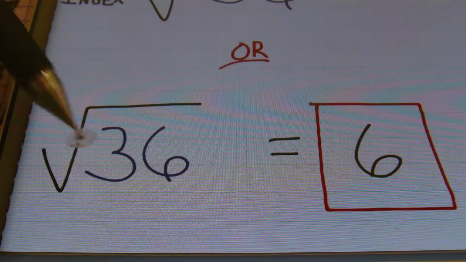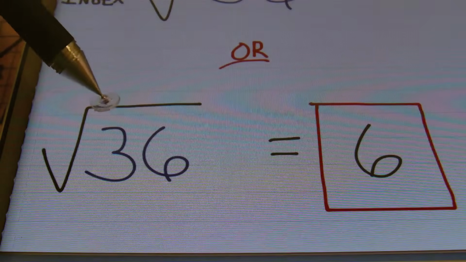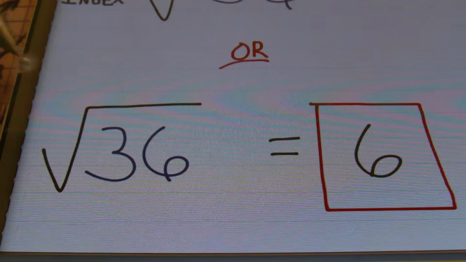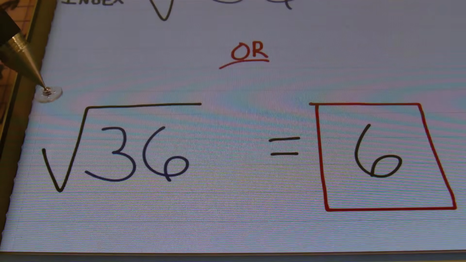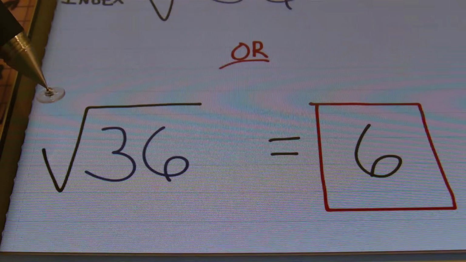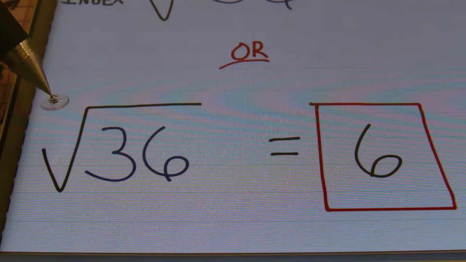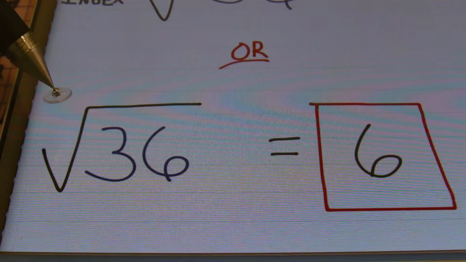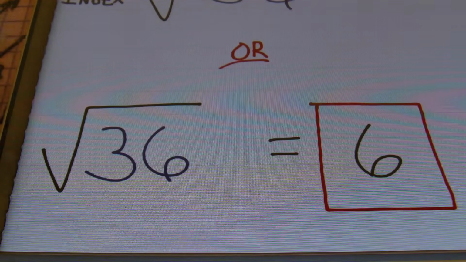Notice that we still have the square root sign, the radical, and we have our same radicand of 36, but notice how the index is not being shown. Anytime you do not see an index, you can assume that the index is 2, meaning that you're looking for a square root. You're looking for a root of 2. So that's what you should be aware of.